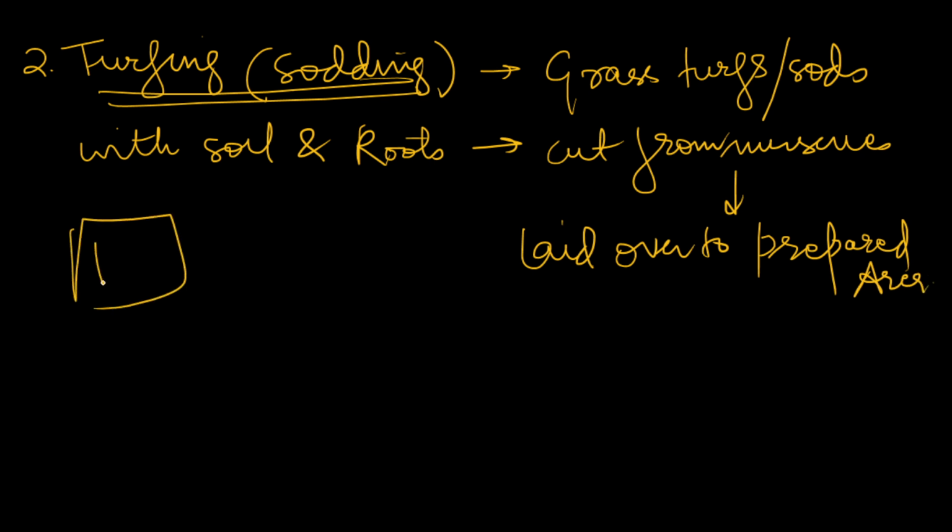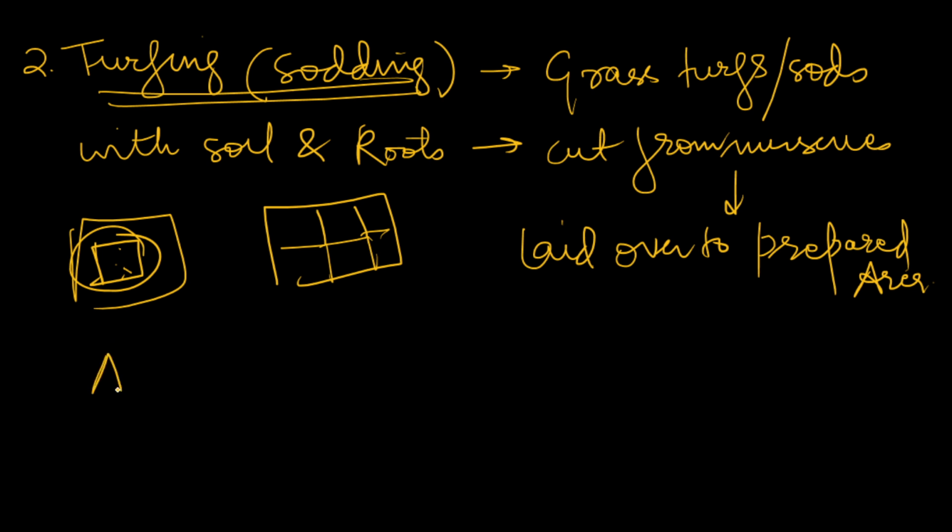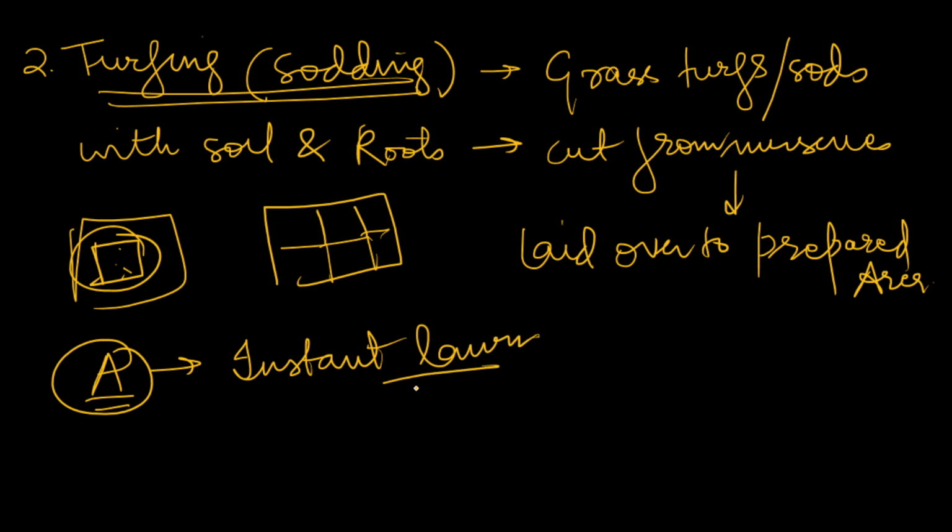Suppose this is our nursery, we have grown a certain amount of grass here. We will simply cut this part from the nursery and lay it down in the field. This is what turfing is. In advantages, it is very suitable for an instant lawn. When you want an instant lawn, you have grasses grown, you just have to put them here. Secondly, the turfs are laid edge to edge, so it gives immediate aesthetic appeal.